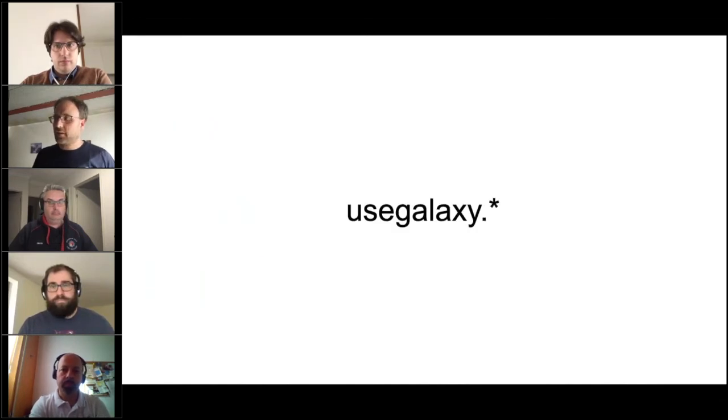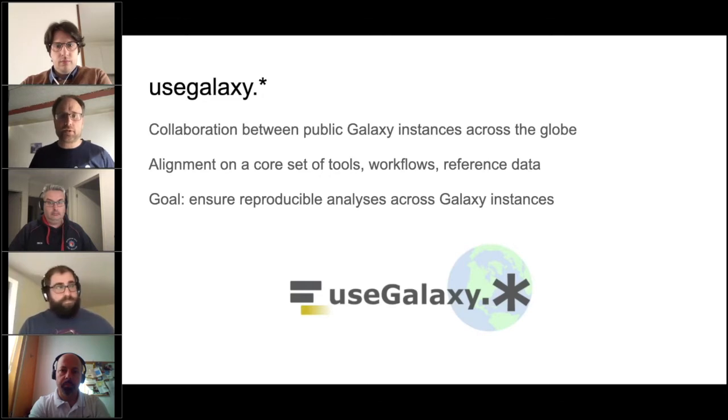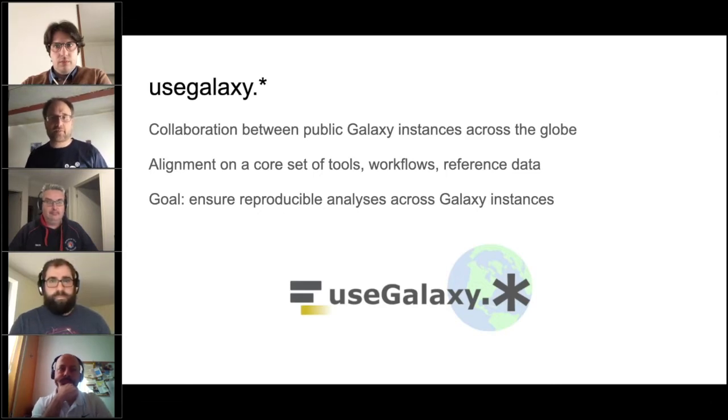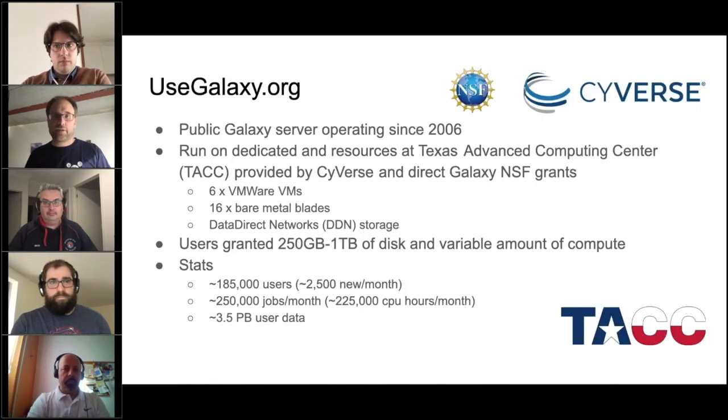Starting with usegalaxy.star, this is a collaboration that has been ongoing for a while now between public Galaxy instances across the globe, and the idea is that we want to align on a core set of tools, workflows, and reference data, with the goal that we can have workflows that run in all of these instances seamlessly and that produce the exact same result regardless of where you want to analyze this. So this is really going to the heart of reproducible analysis across Galaxy instances. And with that, I will give the word to Nate, who will talk about usegalaxy.org.